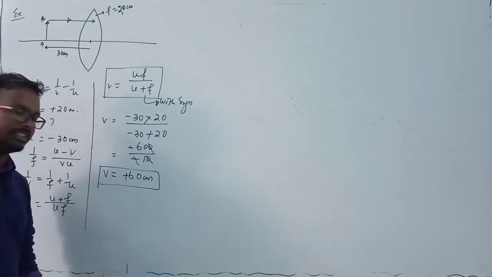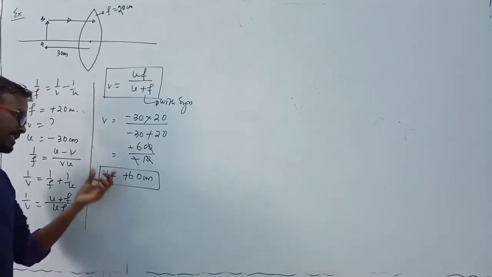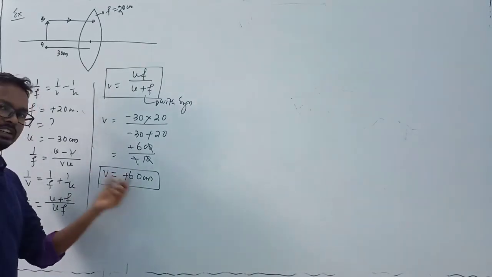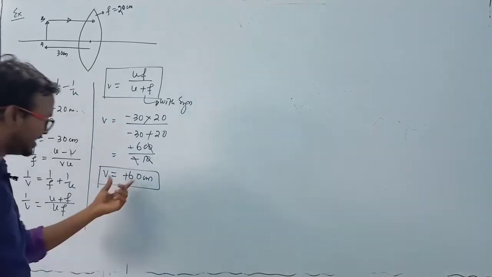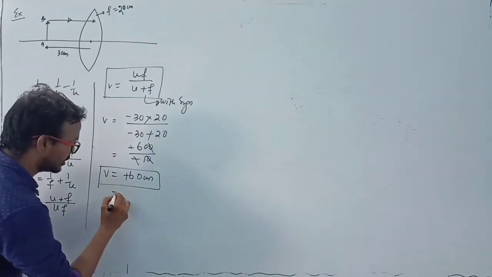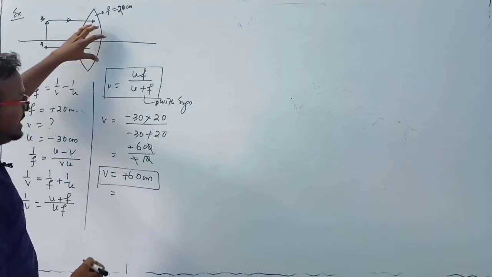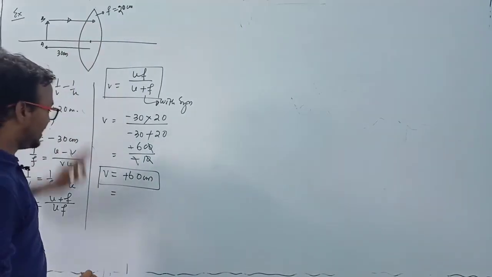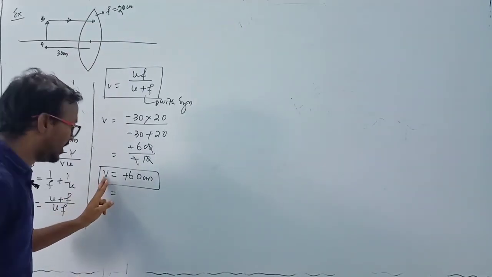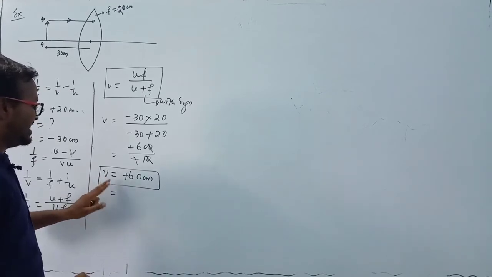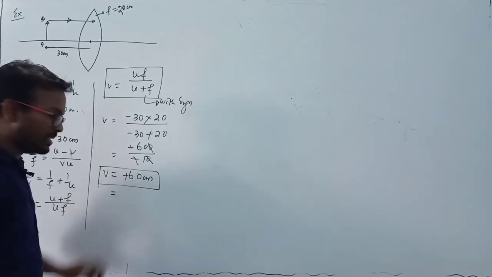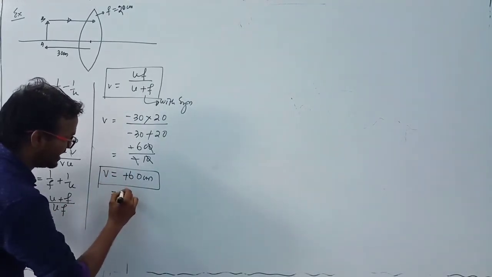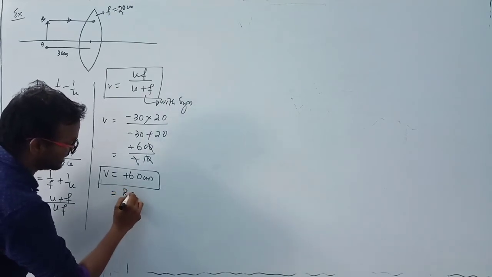Now a question may arise here, or a question may ask: is this final image a real image or a virtual image? This is a real image. So in case of a convex lens, if v, the distance of the image, is positive, then that type of image is known as a real image.